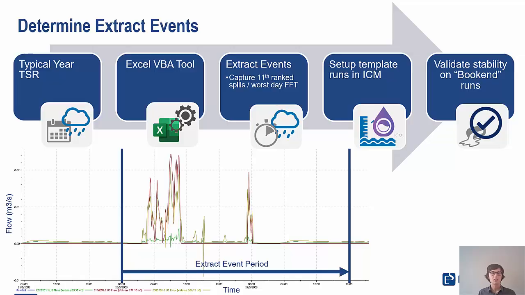If we have many locations across the network we need to be monitoring, then we might need multiple extract events. Typically, we find that 3 events is sufficient to cover all the CSOs, even on large catchments, as we tend to see a few clear patterns with several locations having similar kind of ranked rainfall events for them.